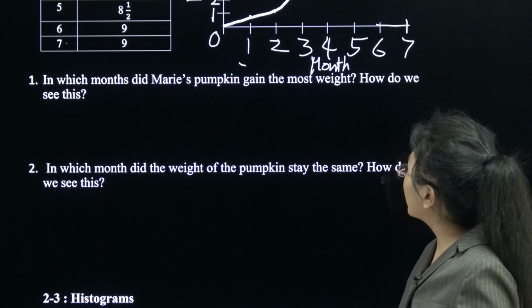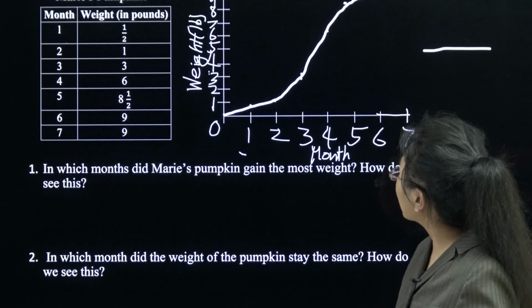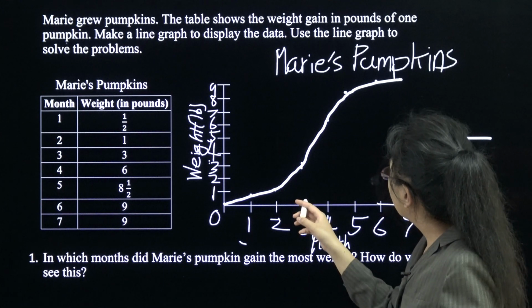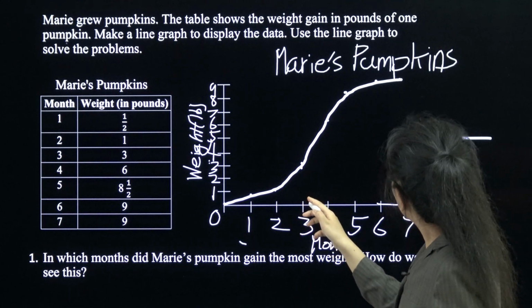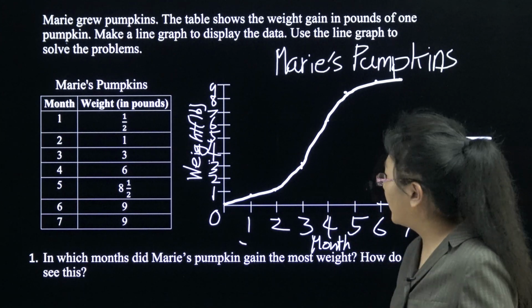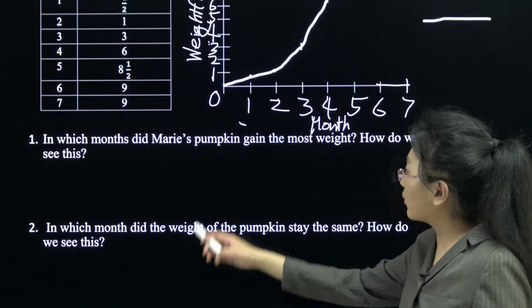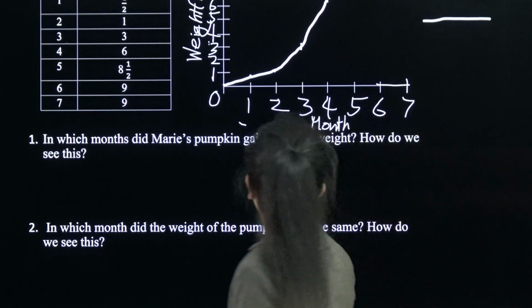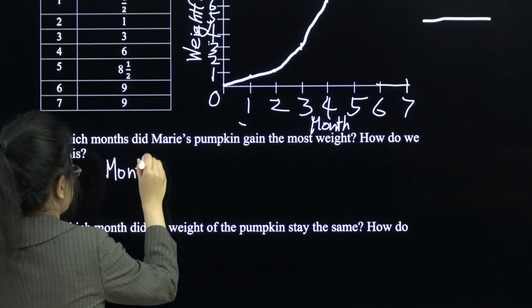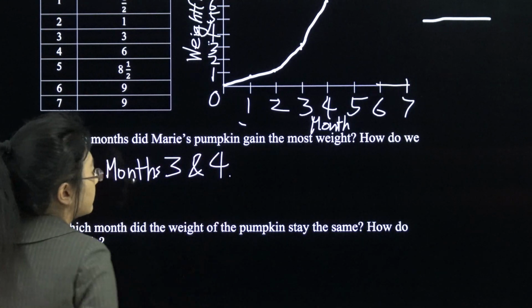In which month did Marie's pumpkin gain the most weight? How do we know this? Or how do we see this, actually? Well, we see that month number 3 is the most dramatic. Month number 4 is also pretty good, but month number 3 is a little more dramatic. So it says which month, though, so I would say month 3 and 4.